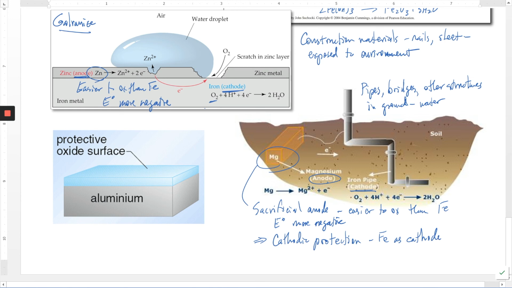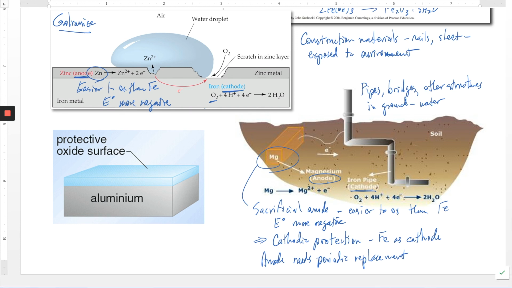So this works as long as you have some of the sacrificial anode present. And so one of the maintenance issues with these structures is that the anode needs periodic replacement. You got to stay on top of that. Otherwise, your iron structure will start to oxidize.